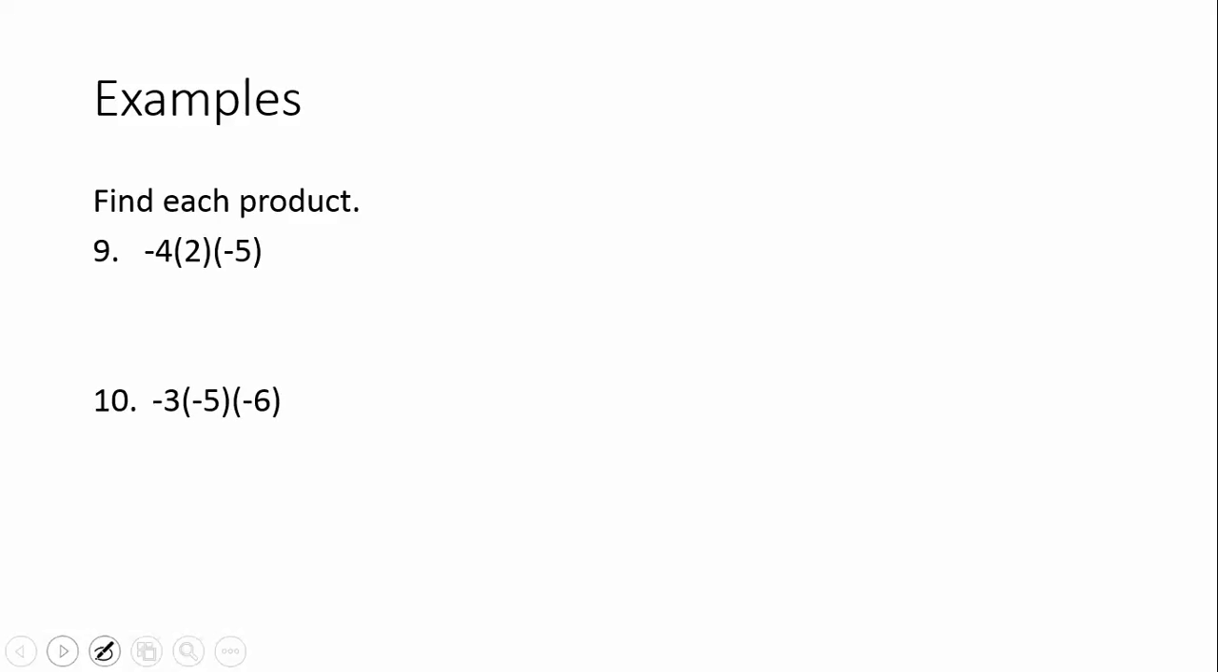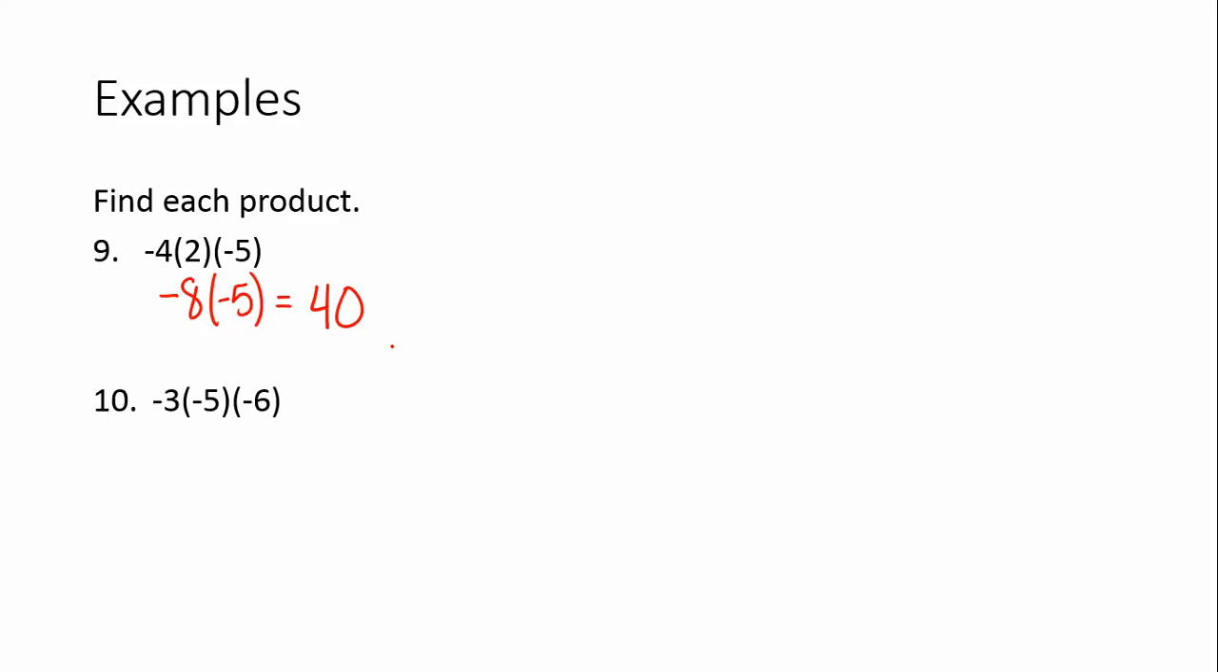Let's look at some examples where we're multiplying more than two numbers. Remember, just like with addition, multiplication can be done in any order. So do whatever's easiest. I will typically just go left to right. So we have negative 4 times 2 times negative 5. Negative 4 times 2 is a negative 8, and I need to bring down the negative 5. Negative 8 times negative 5 is a positive 40.